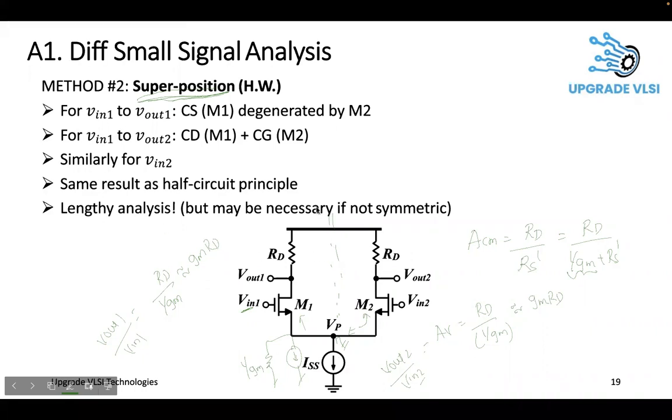See, the symmetric method, assuming VP is ground, is how we concluded using the symmetric circuits. That is applicable only when M1 is equal to M2, that is, the W by L ratios are exactly the same, and RD of this is supposed to be equal to RD of this. It has to be exactly the same. But let's say I take 2W by L here; then it is not a symmetric circuit. So how do we calculate the common mode gain and differential gain? You can do that using the superposition theorem. For V in 1, this is the V in 1, we'll try this one.